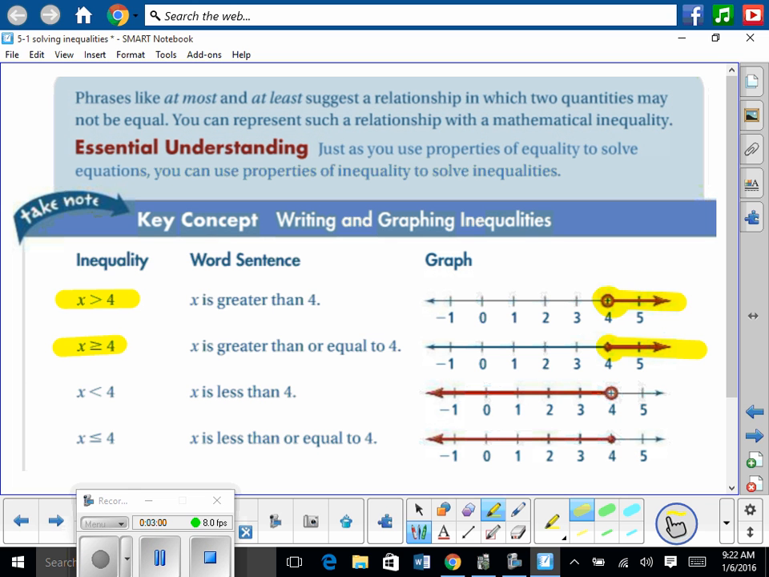X is less than 4. So literally it makes sense, guys. These are the x values less than 4, and it's an open circle because it doesn't touch down at 4. It's just less than 4, not equal to 4. So we have an open circle. Less than or equal to 4, you're getting the gist here. Are we all good with how to do this? Questions? No questions? Are you sure? Okay.